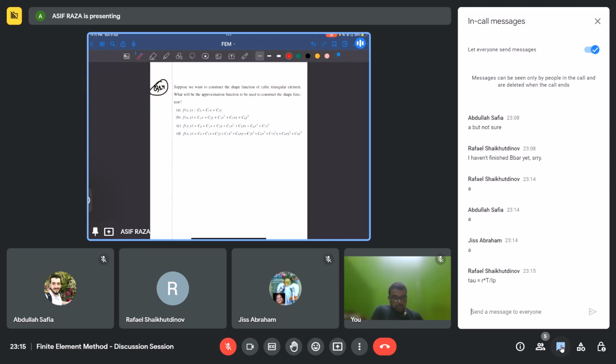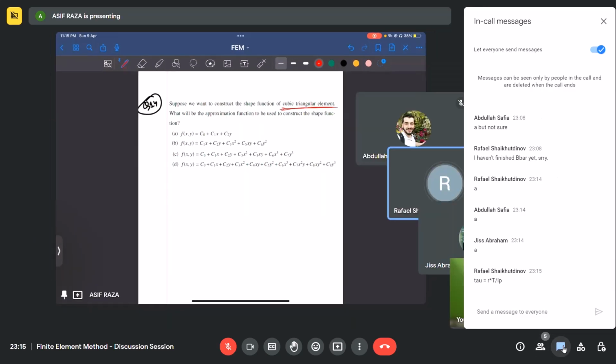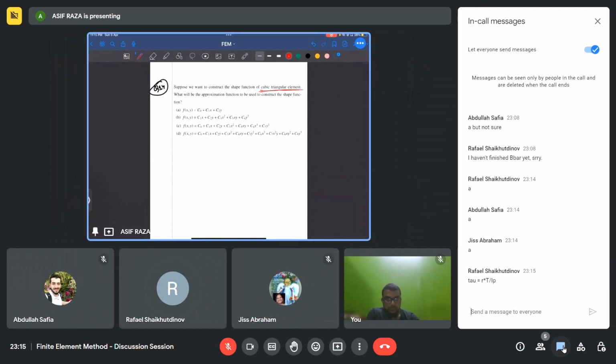Yeah, this question is good. The question is, suppose we want to construct the shape function of the cubic triangular element. In the session, I asked a different one; it was a different element, I think it was quadratic. So what will be the approximation function to be used to construct the shape function? Meanwhile, I'll just draw the Pascal's triangle. You guys can give your answer.